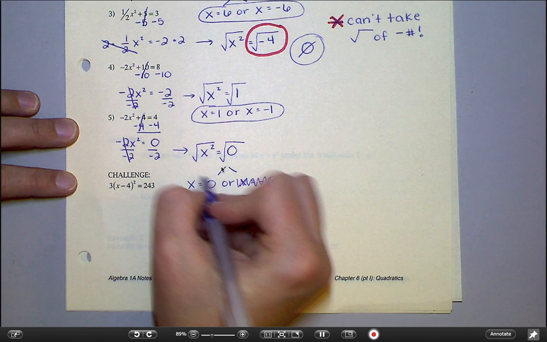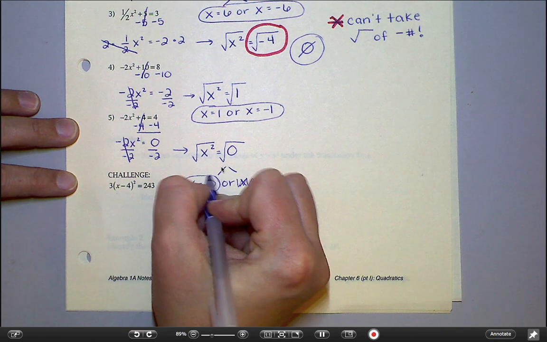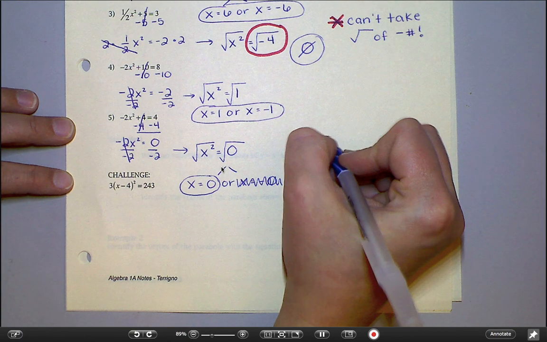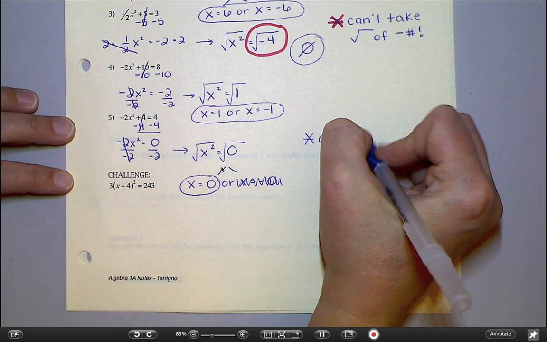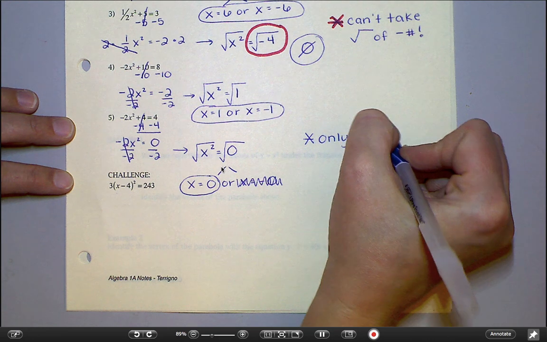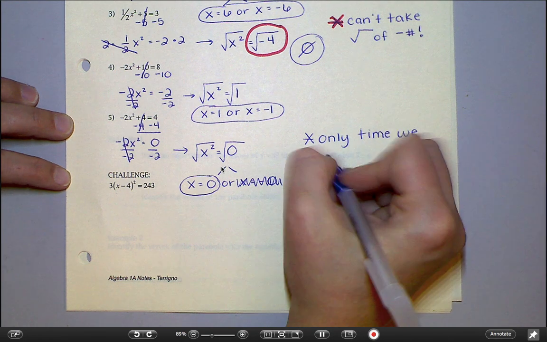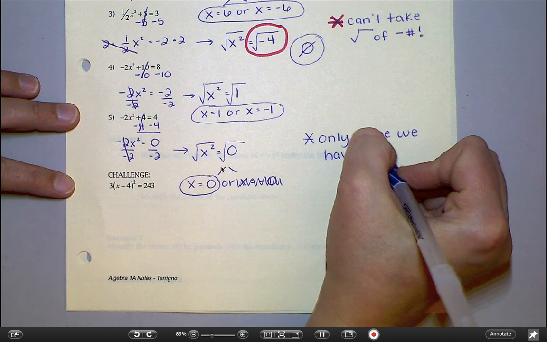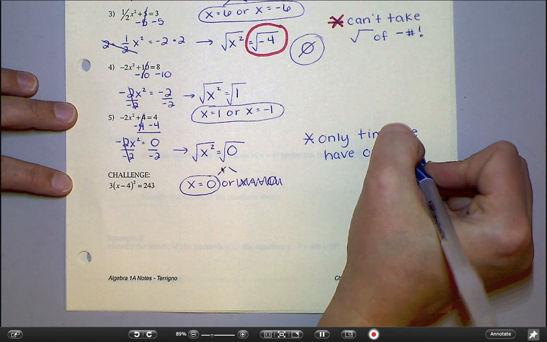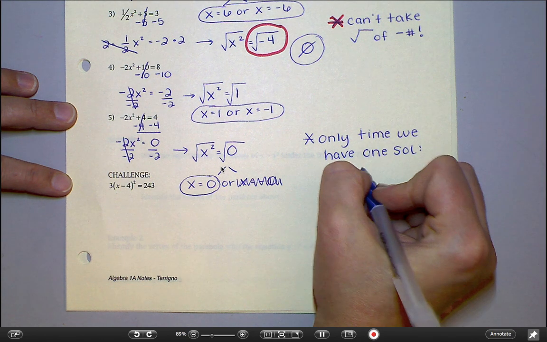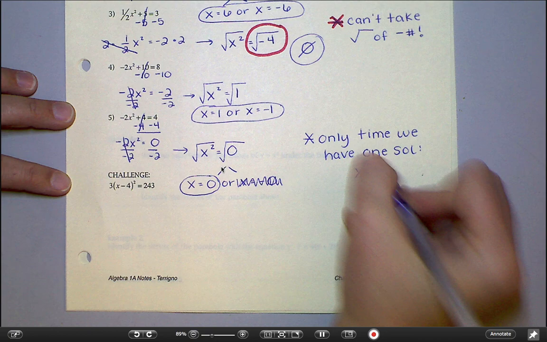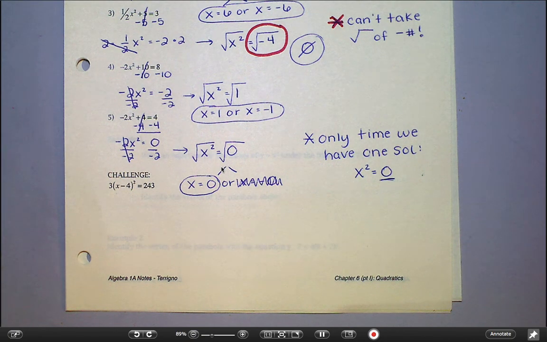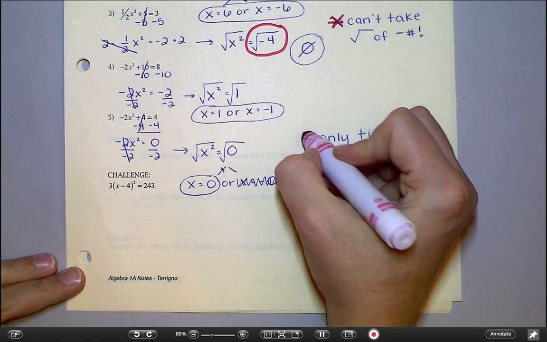Okay, and so this is the only exception. This is the only time we have one solution, when we end up with x squared equals 0. Because when you take a square root of 0, you only have one answer.